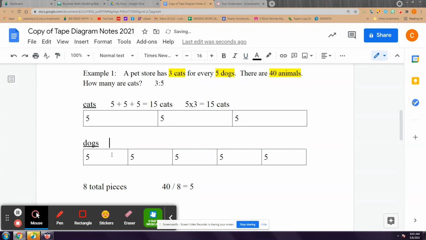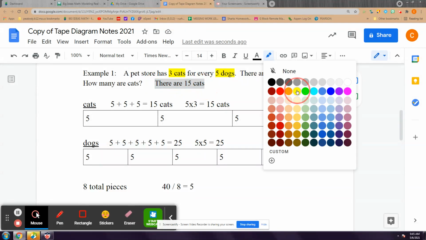How many 5s should we add up here? 1, 2, 3, 4, 5. 5 plus 5 plus 5 plus 5 plus 5 equals 25. Or 5 times 5 is 25. Great. So your answer, how many are cats? You would say there are 15 cats. And there is how we use tape diagrams to solve ratio problems.